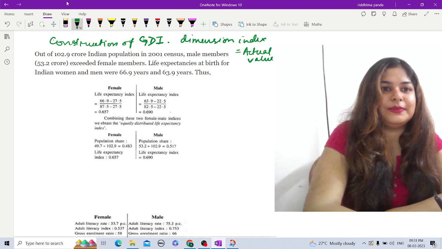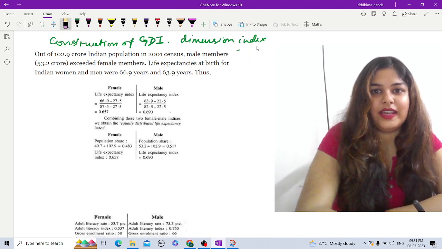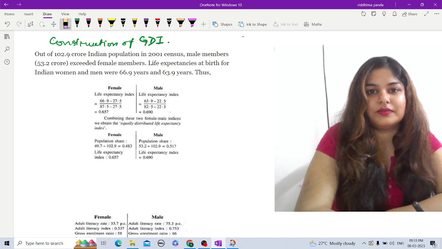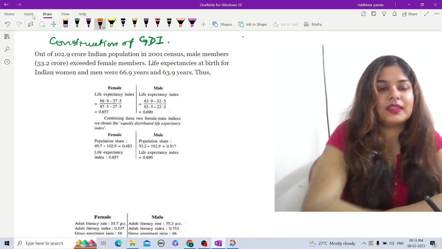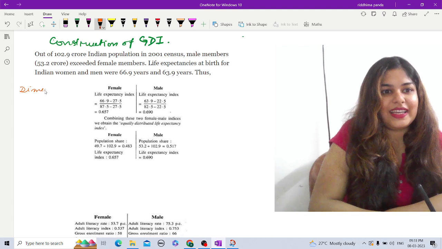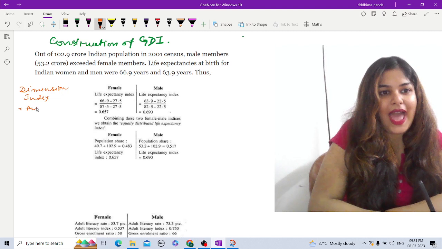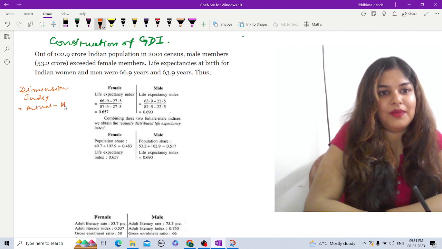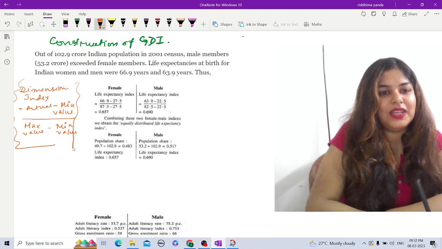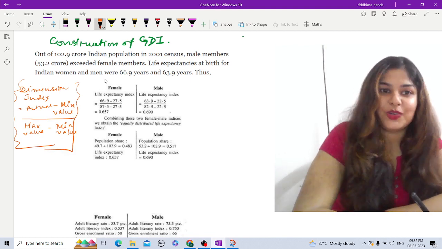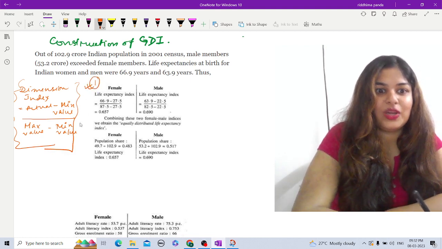So the dimension index is equal to actual value minus minimum value, whole divided by maximum value minus minimum value. I will just write it here on the left side. So this is the formula of dimension index. Now we will get to the part of calculating it. Number one, this is the first one that we will be calculating.